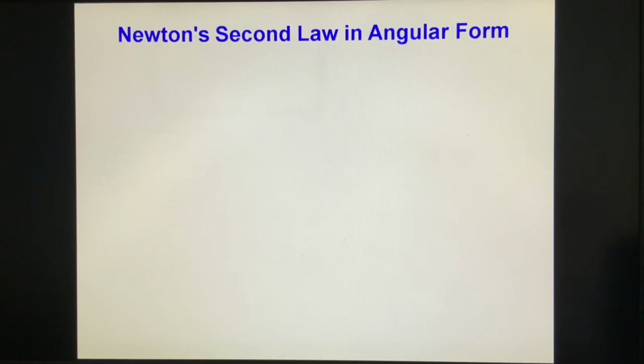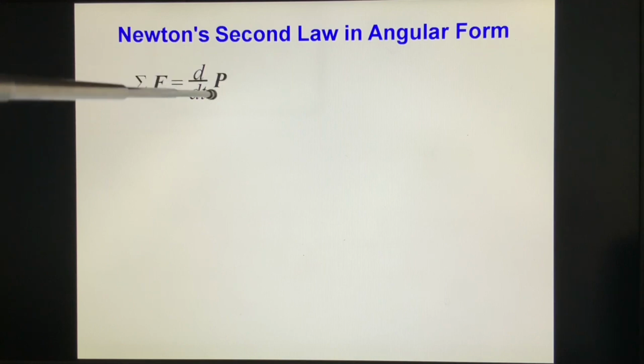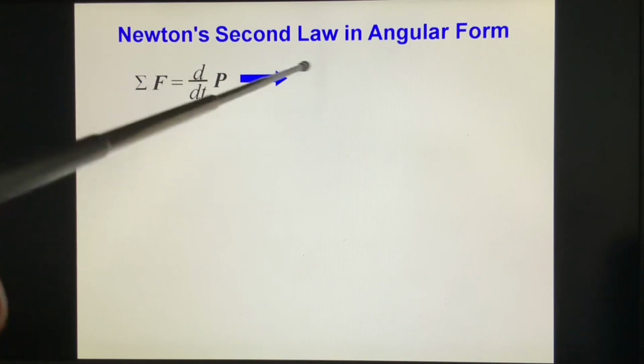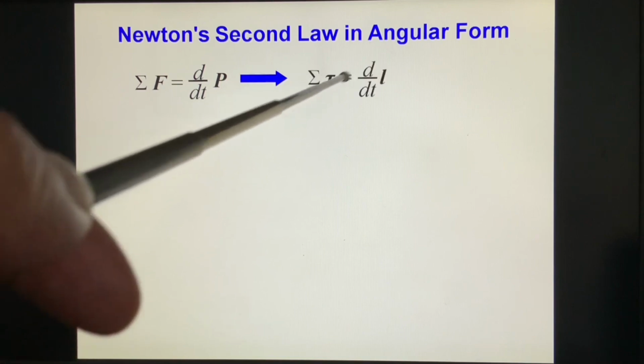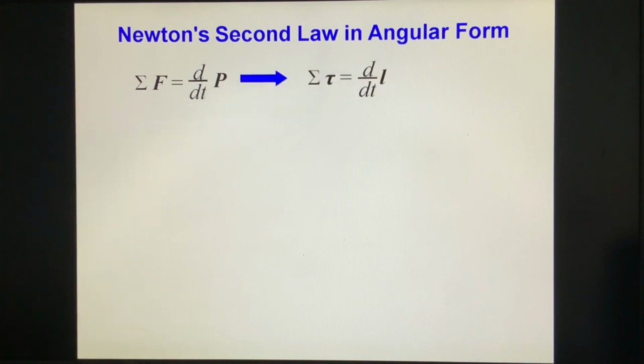Newton's second law in angular form. We know Newton's second law in translational form: sigma F equals dP/dt, where P is the linear momentum. And when we do the angular version, it is sigma tau equals dL/dt for a single particle. Now let's prove it.